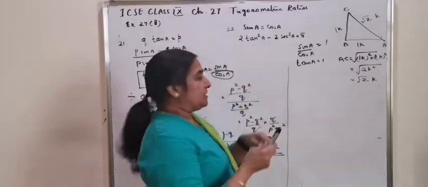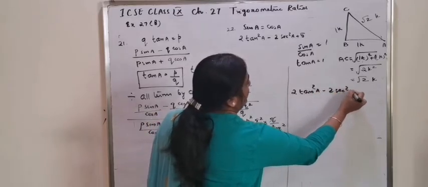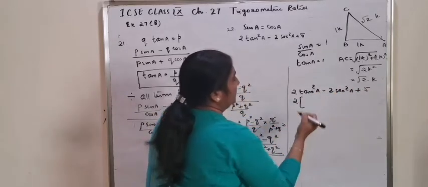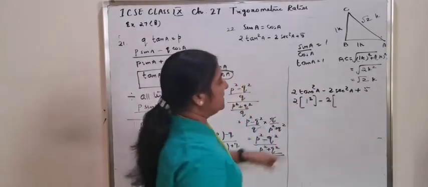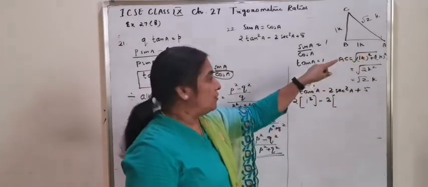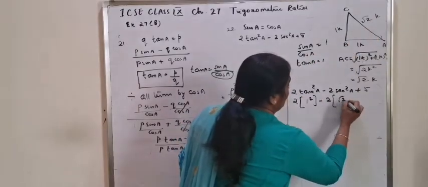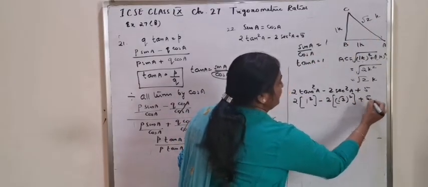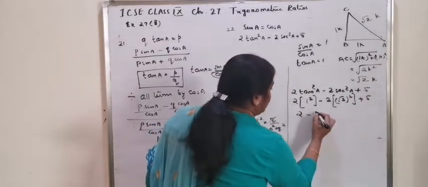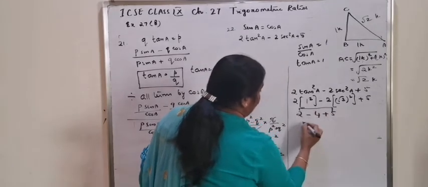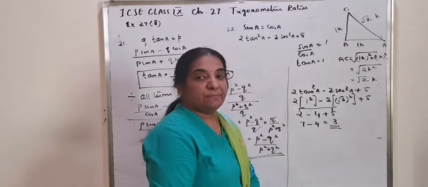And substituting in 2 tan square A minus 2 sec square A plus 5. 2 into tan A is 1, so tan square A is 1 square, minus 2 into sec A. Sec is the reciprocal of cos A. Cos A is 1 by root 2, or sec A is root 2 by 1. So root 2 the whole square plus 5. That is 2 minus root 2 the whole square is 2. So 2 2s are 4 plus 5. So 2 plus 5, 7 minus 4, which is equal to 3. That is question number 22.